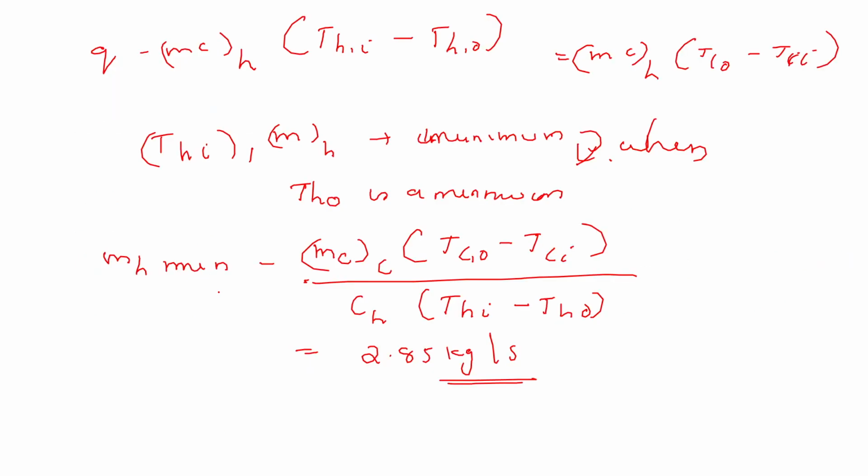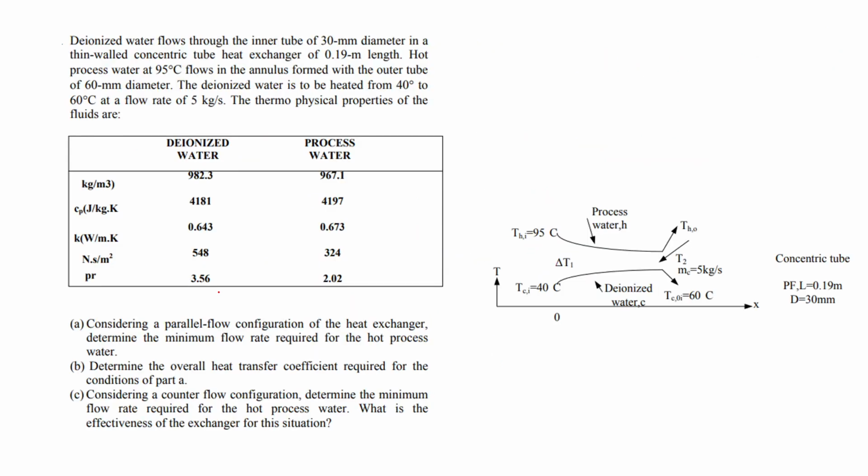To find the minimum flow rate, this is the formula: m_c c_p,c times (T_c,o minus T_c,i) divided by c_p,h times (T_h,i minus T_h,o). All the parameters are already given in the question. We drew this diagram, so from the diagram it is very clear for each case of process water and deionized water.